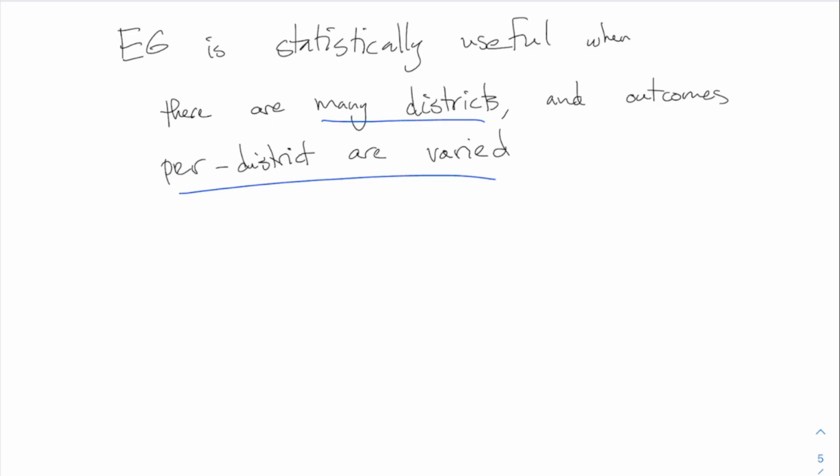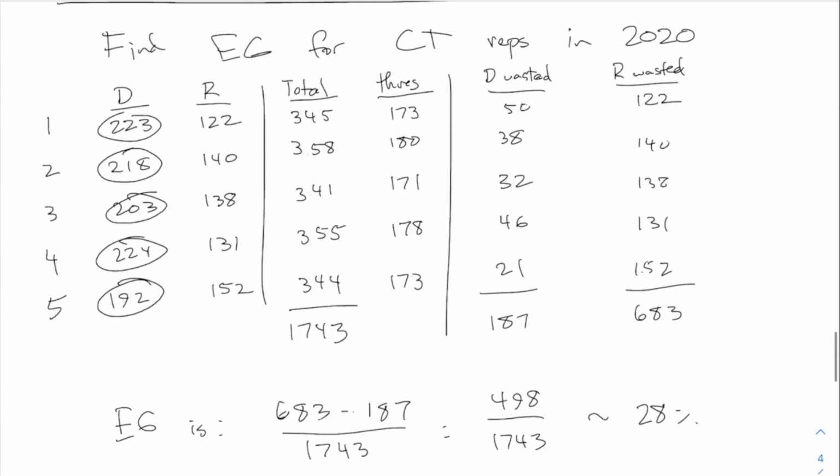In the state of Connecticut, there's only 5 districts, which is not very many in terms of getting a statistically meaningful answer. And then the other part, the outcomes per district are varied. You can see already in this example, if the D's are going to win every time, then automatically the R's will be wasting more than the D's every time, because every vote for the R's is going to be wasted. So in a situation where one party wins all of them, this whole way of measuring things is automatically going to be skewed towards the one party rather than the other. And that's not necessarily because the districts are unfair. It's just because the D's won every time.